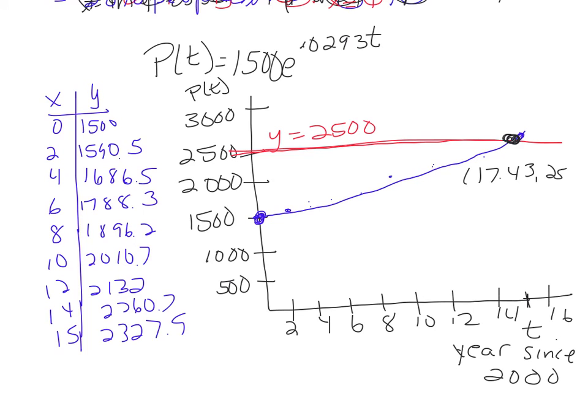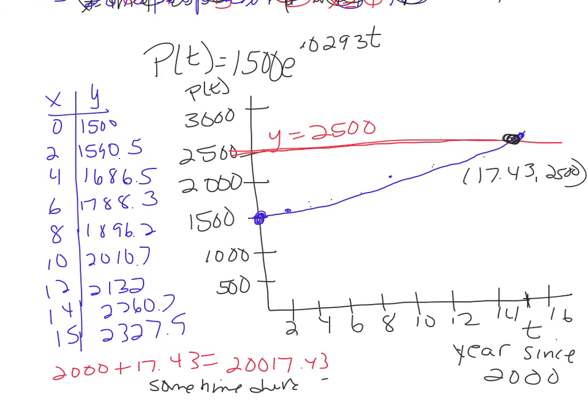This comes out to be 17.43, comma 2,500. Okay, so remember x is the number of years, so it's 2,000 plus 17.43, which is going to be the year 2017.43. So it's sometime during the year 2017. Okay, so that's it, and have a good night.